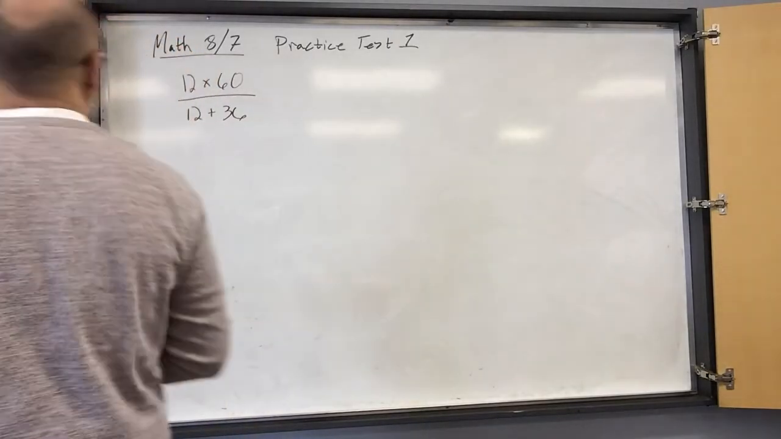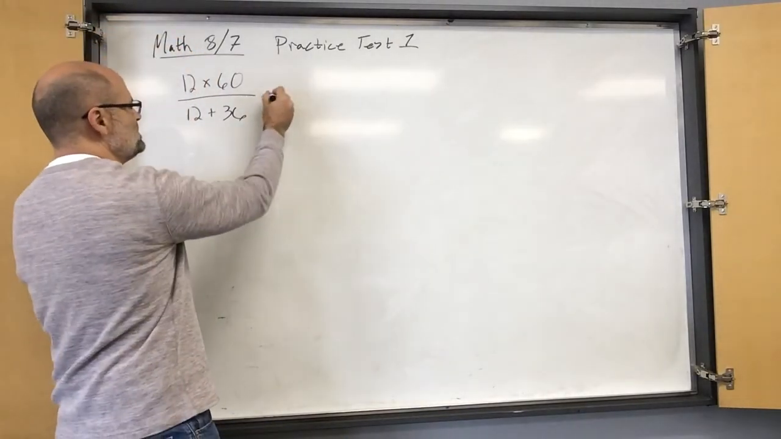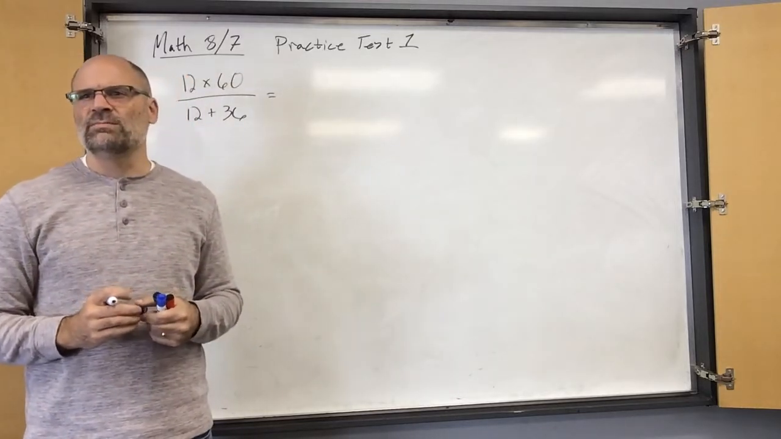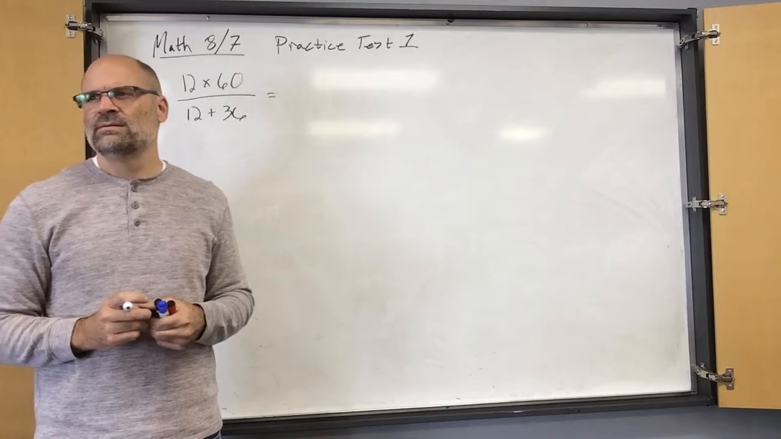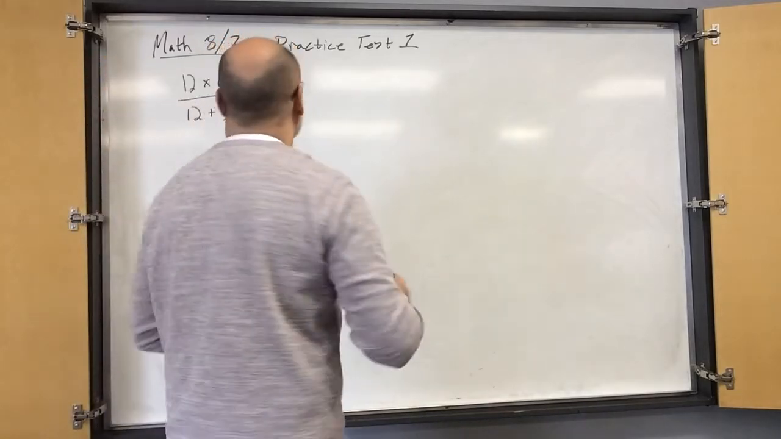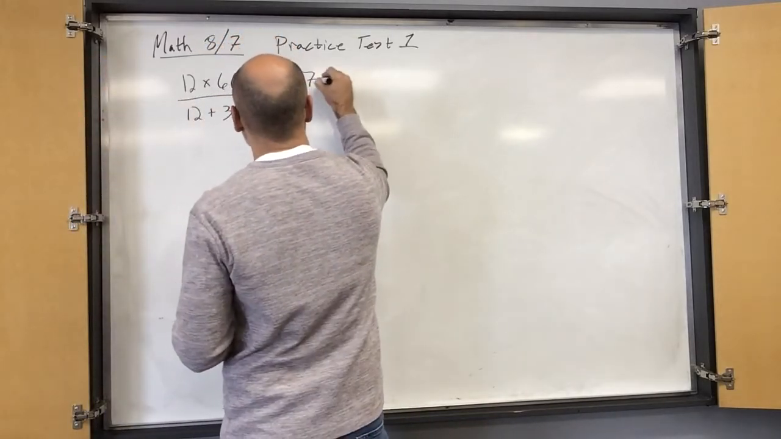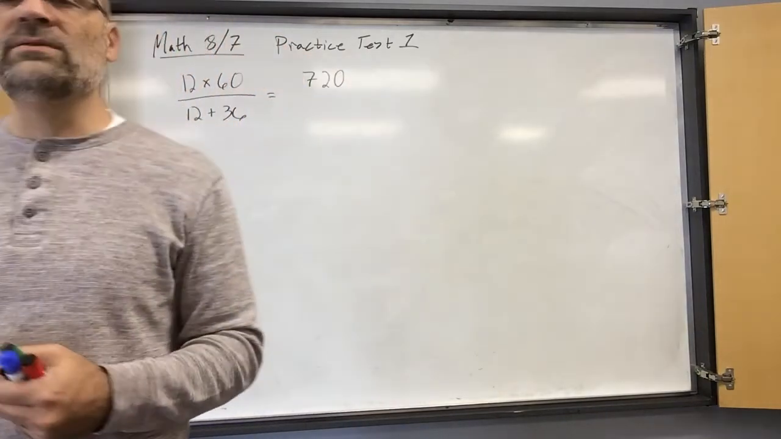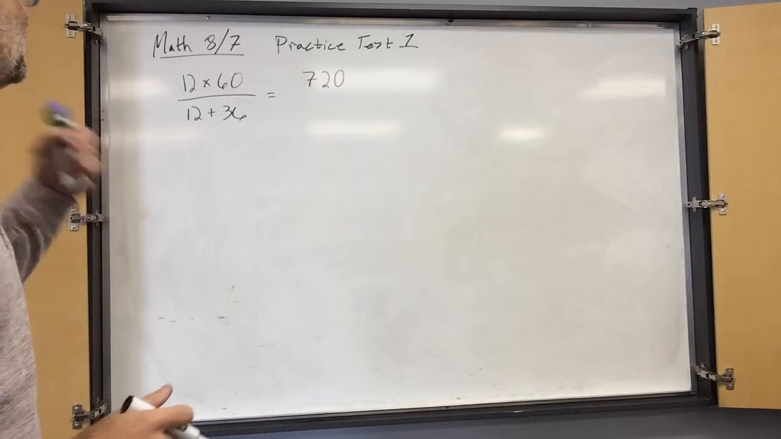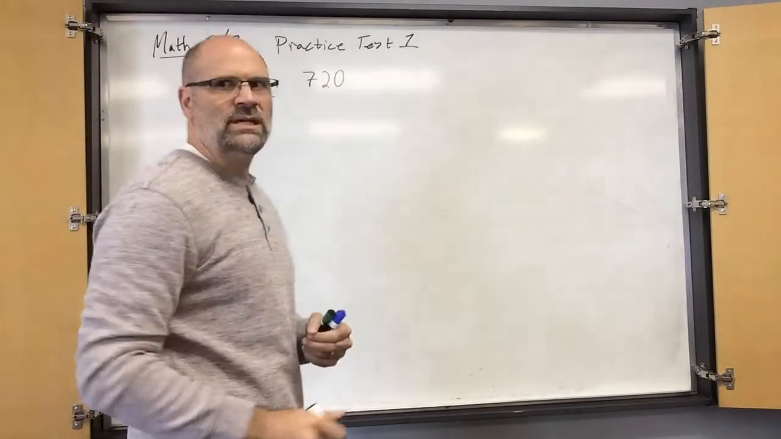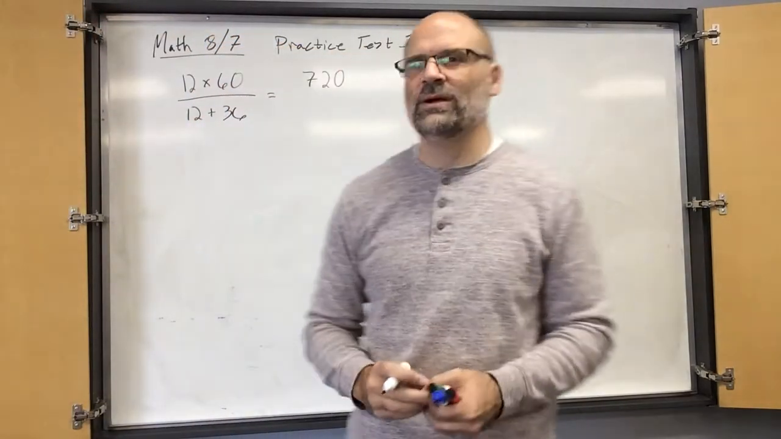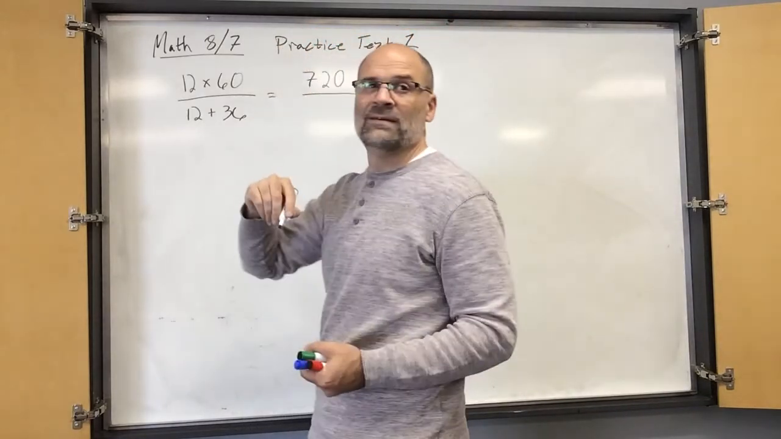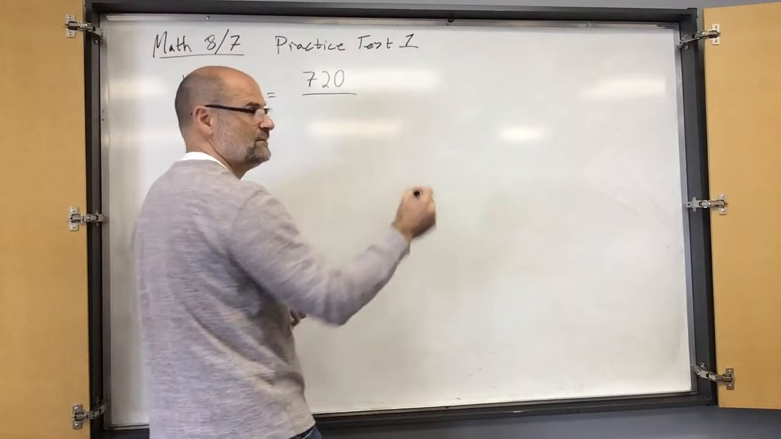Then what is the quotient? So what's the answer to this? Well, let's do everything on top. Anyone know a shortcut to multiplying 12 times 60? You just multiply 6 times 12, which is 72, and then you add a 0. So that's 720. Okay, and then what's the sum of 12 and 36? 48.